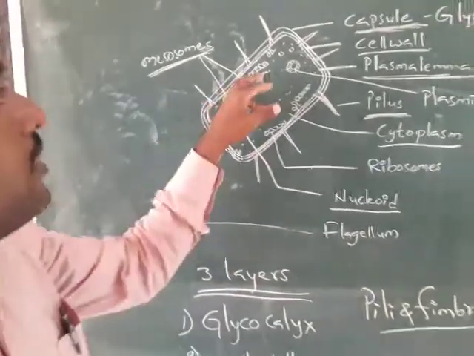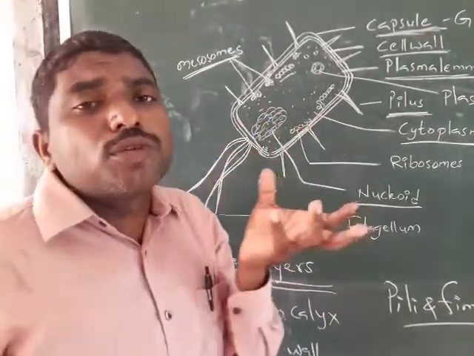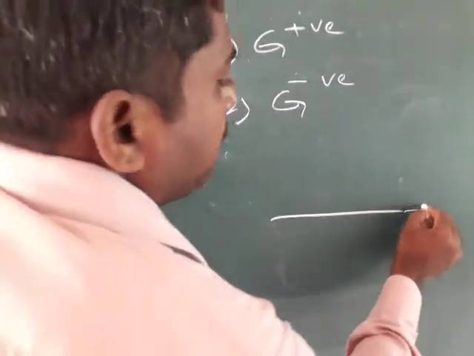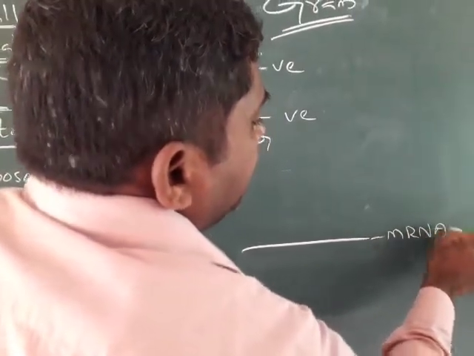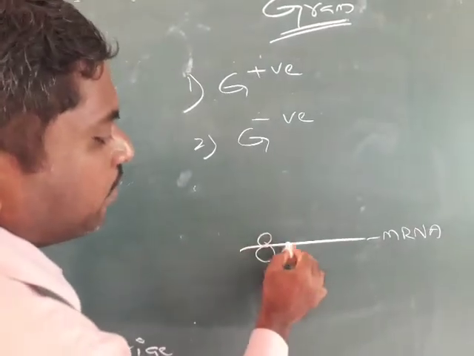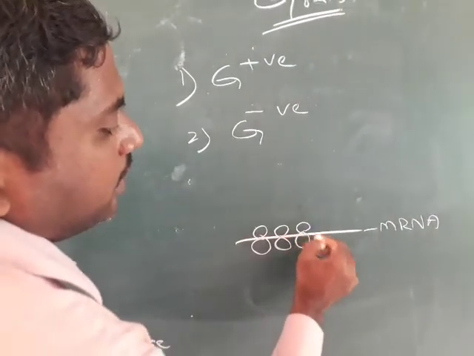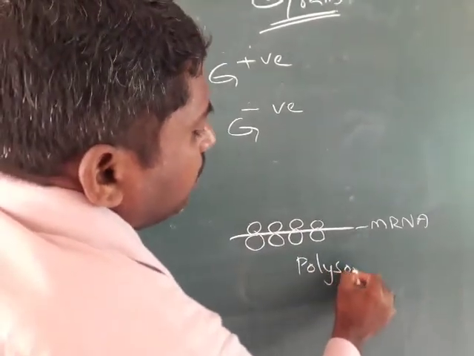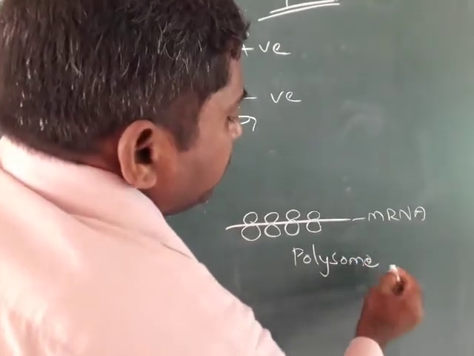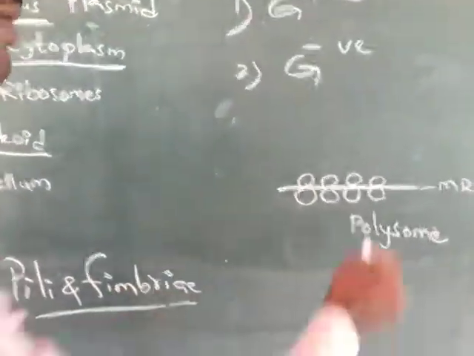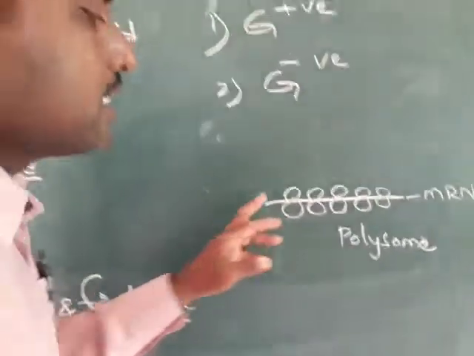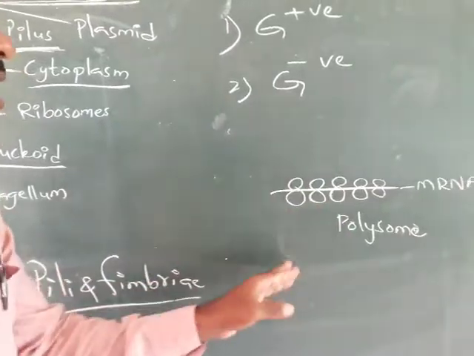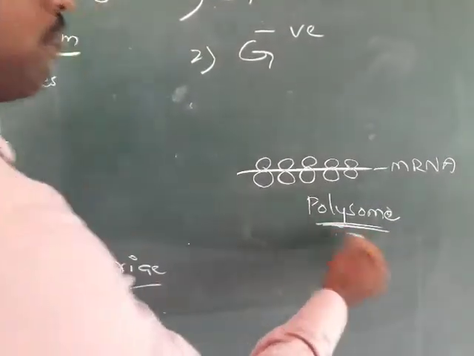A large number of ribosomes are present on a single mRNA. Here is the mRNA, messenger RNA, with many ribosomes on it. These are called a polysome. Polysome means many ribosomes are arranged on a single mRNA.